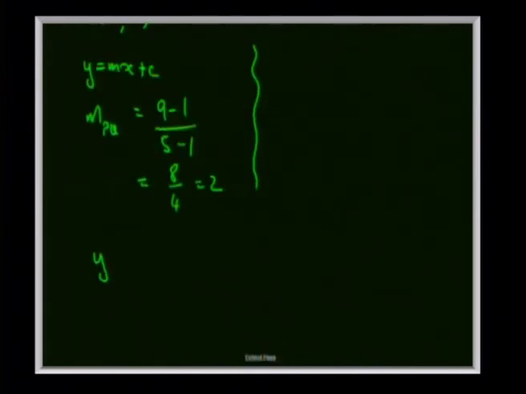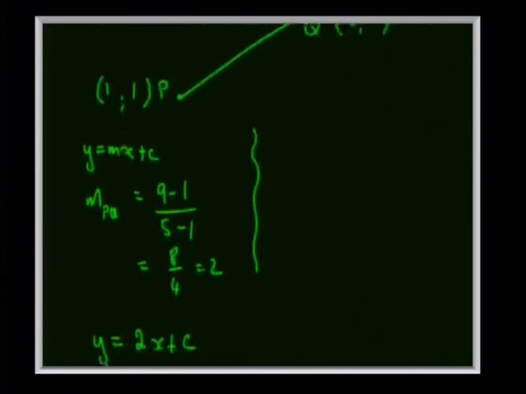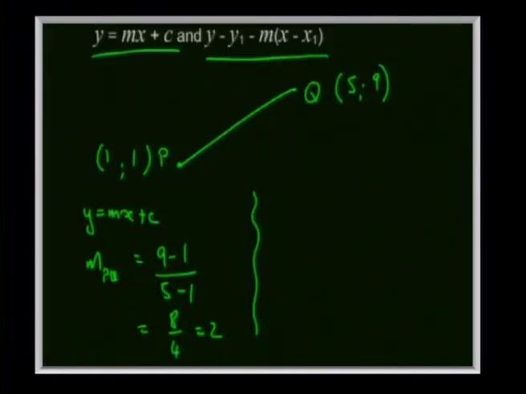I then am going to put this back into my equation. Y equals 2x plus c. Now, I know that I've got to substitute one of my points in. Would you like it to be point P or point Q? The decision is yours. Let's have a look at Q, 5, 9. Point P, 1, 1. That's so much easier to work with. Once again, choose the values which are going to make life and your calculations easy for yourself.